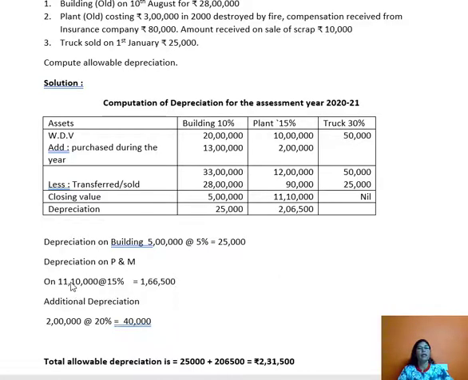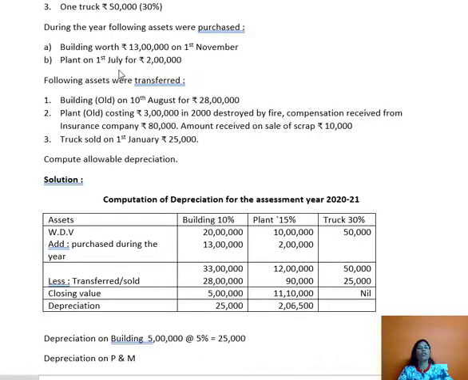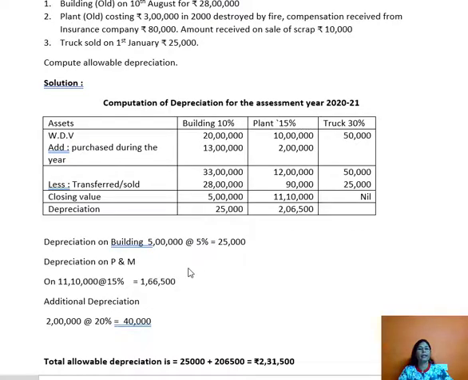And next we shall see depreciation on plant. It is 11 lakh 10,000. On 11 lakh 10,000 we are charging at the rate of 15% because the new plant, costing rupees 2 lakh, was purchased on 1st July. So definitely it is used for more than 180 days.